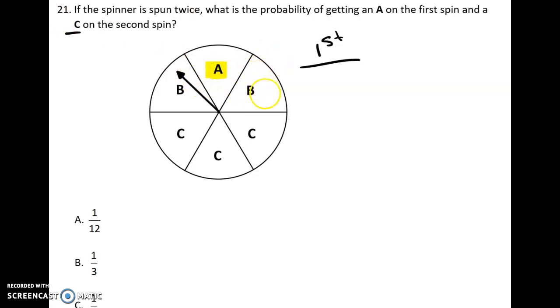Now we've only got one A out of all the sections here. So remember, for probability, we're looking at our favorable outcomes, which is 1, because we have one A, over the total possible outcomes, or in this case 6. So it's 1 over 6. So that's the probability of getting A on my first spin.